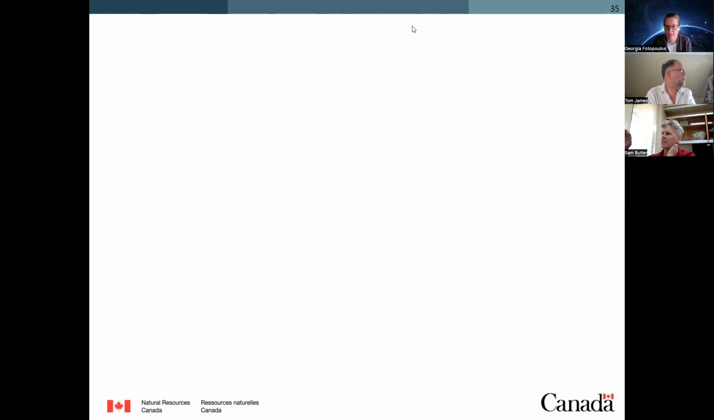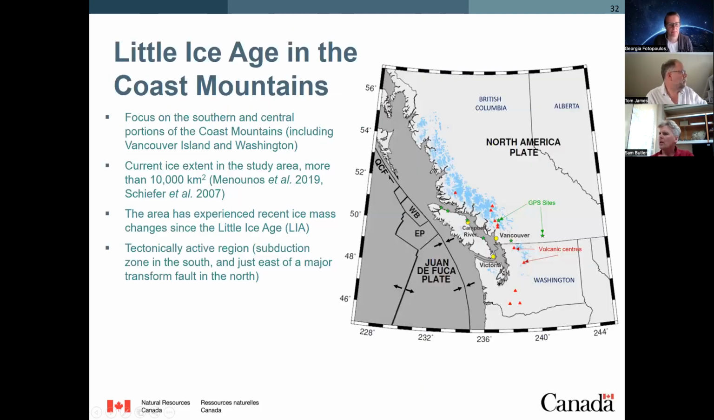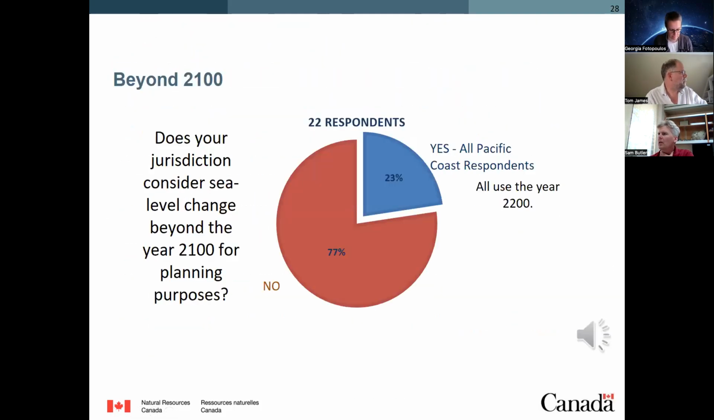Yeah, go ahead. On the vertical crustal motion plot you showed, there was a big positive on the west. I don't think you talked about it. I was just curious as to what that was.